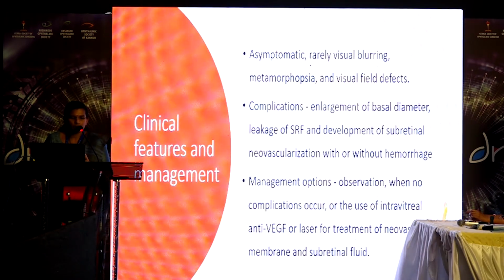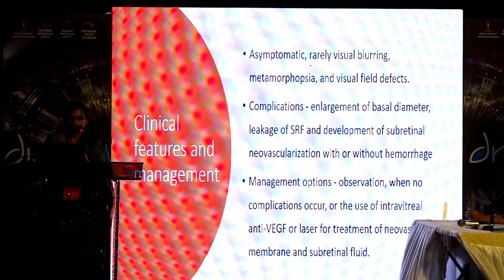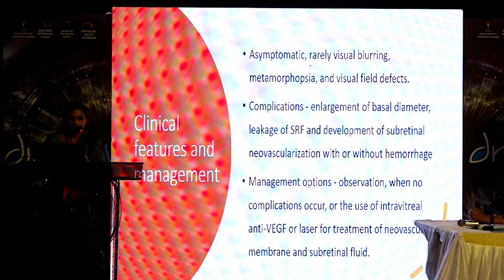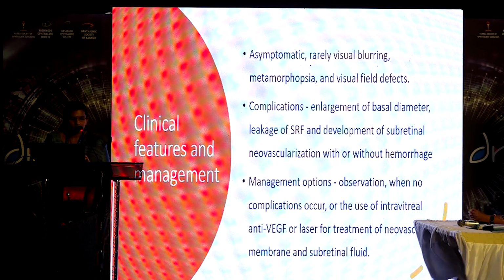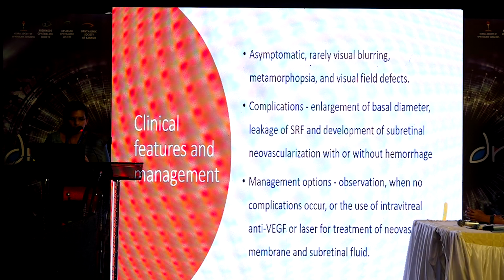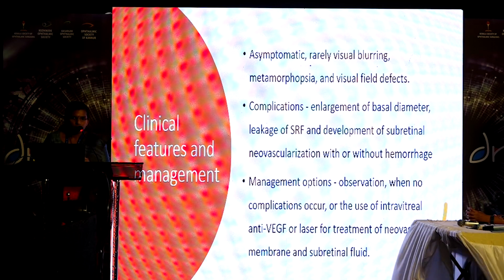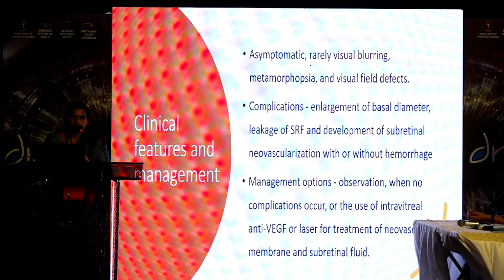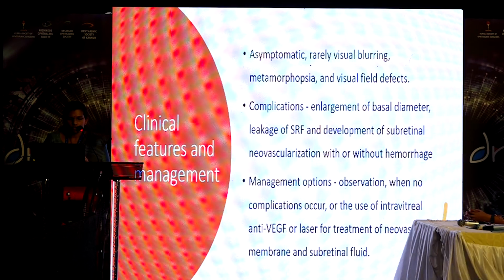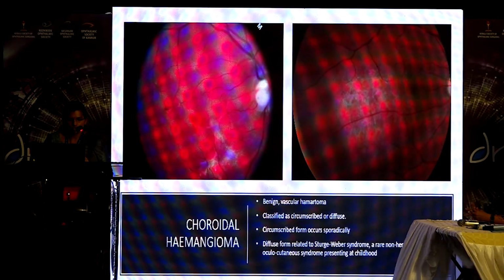Usually it is asymptomatic, but depending on the location it can rarely present as visual blurring, metamorphopsia or visual field defects. The complications of choroidal osteoma are enlargement of the basal diameter, leakage of subretinal fluid and development of subretinal neovascularization with or without hemorrhage. The management options are observation if there are no complications, or intravitreal anti-VEGF agents in the case of subretinal fluid or neovascularization.